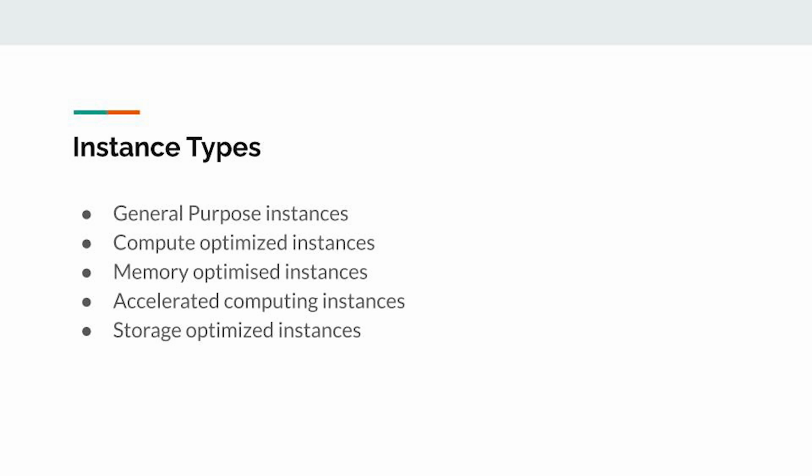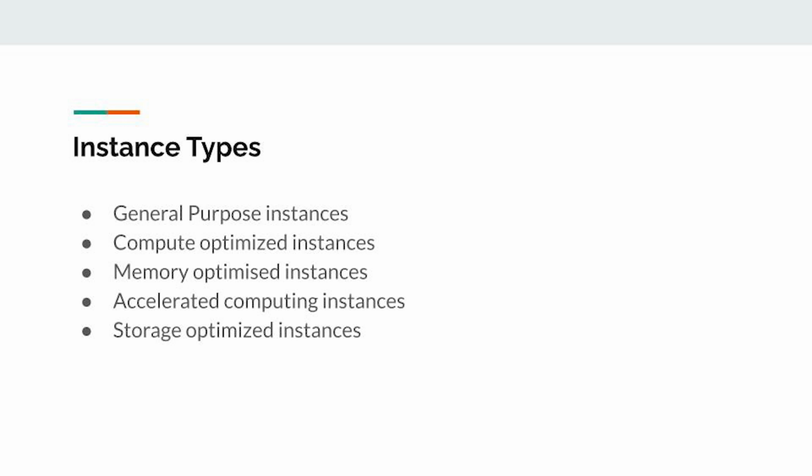Next topic, instance types. EC2 instances are optimized for different tasks. When selecting an instance type, check which instance type satisfies the requirement of the workload. The instance types are general purpose, compute optimized, memory optimized, accelerated computing, storage optimized.